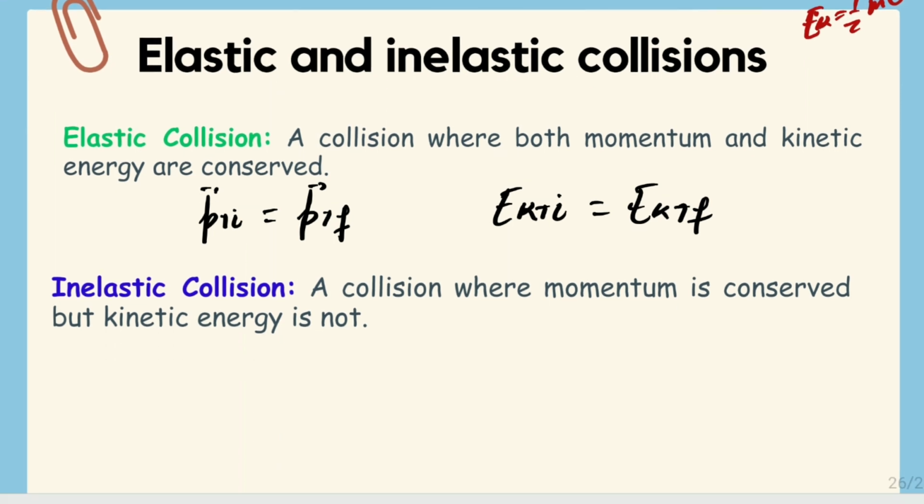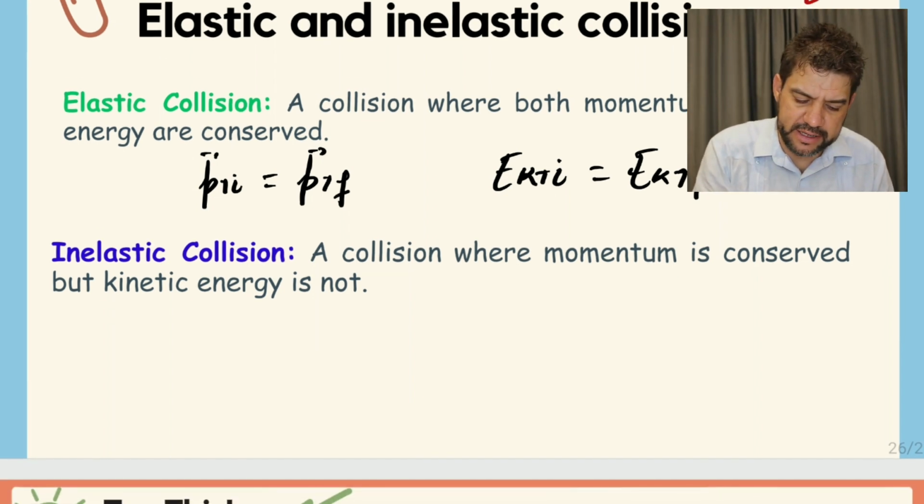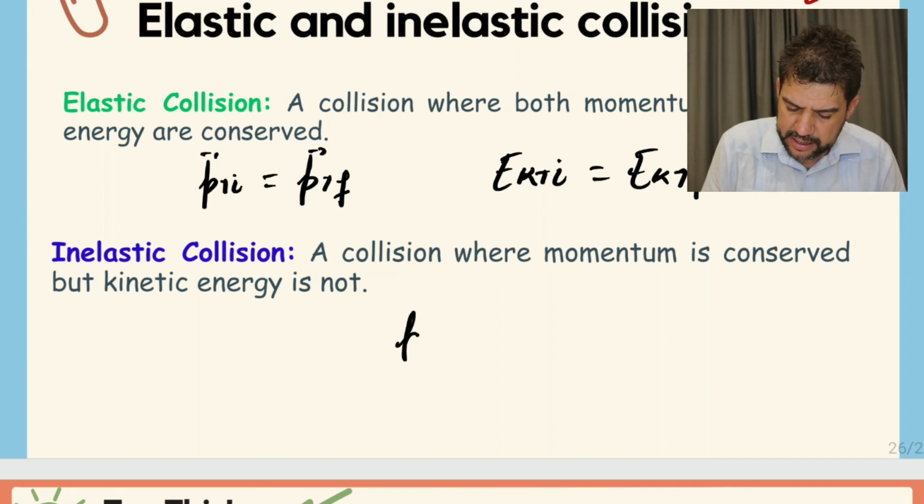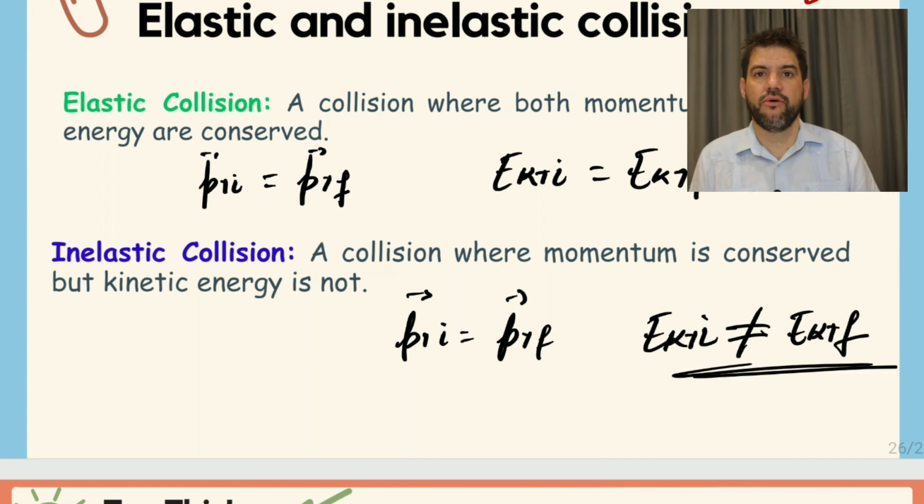Now in an inelastic collision, only momentum is conserved. In other words, in this inelastic collision, the total initial momentum is equal to the total final momentum, but the kinetic energies are not equal. So the total kinetic energy initial is not equal to the total kinetic energy final. That is important to have in mind. So those are the two types of collision, and we are nearly at the end.